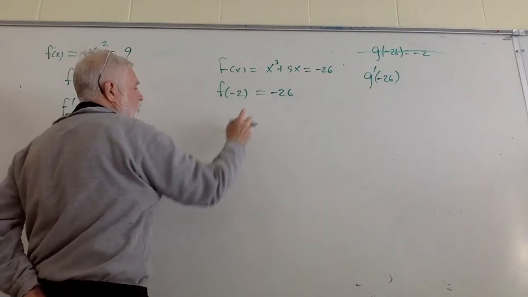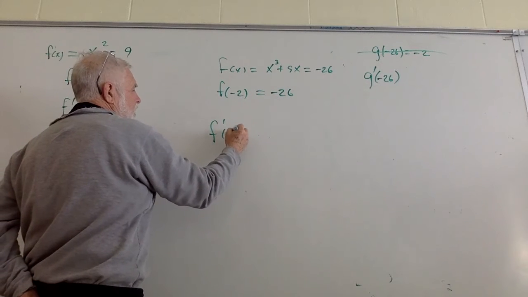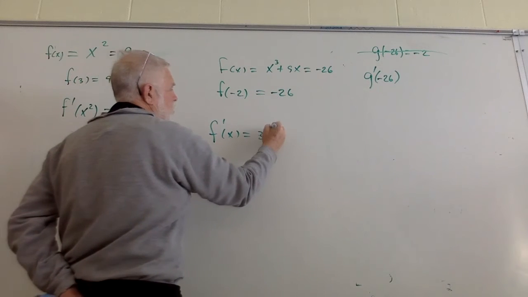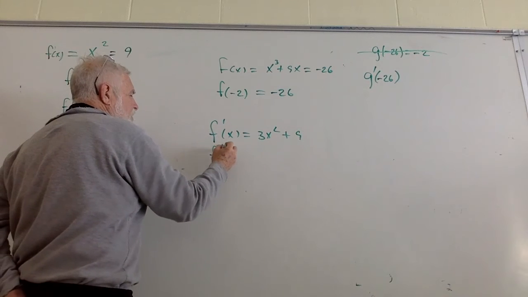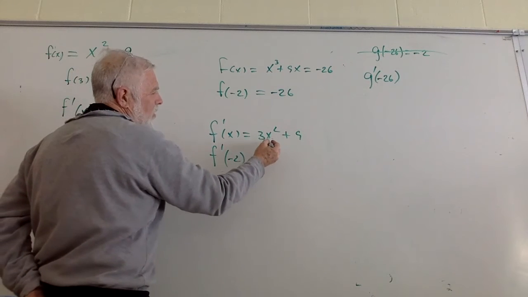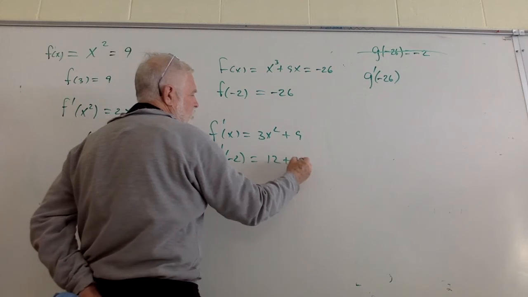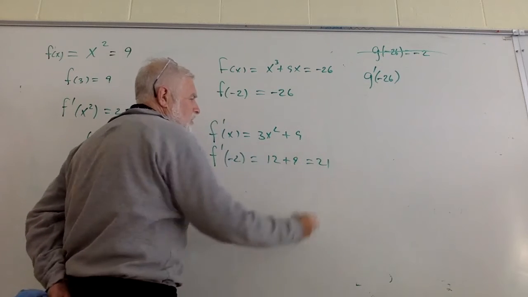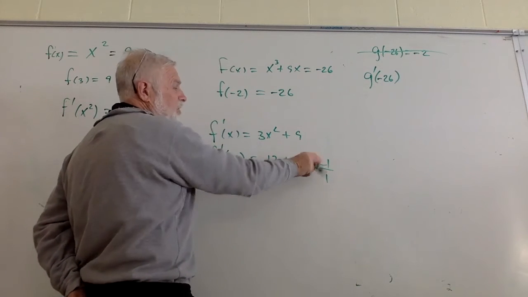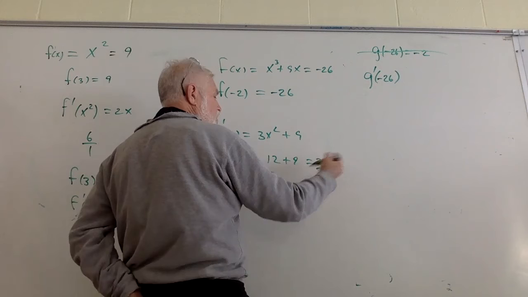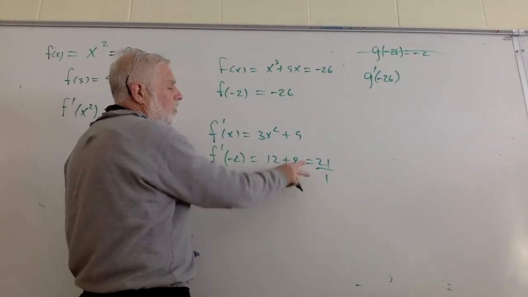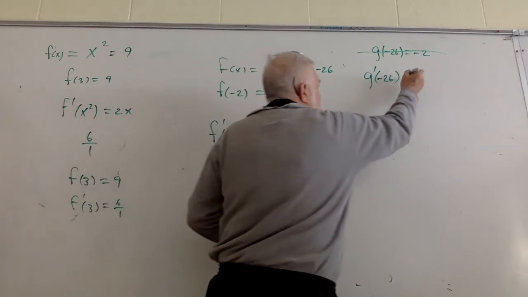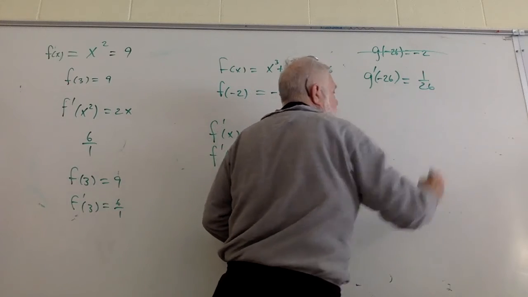So I can take that derivative. F prime of x is 3x squared plus 9. Very similar to the last problem, I guess. So what's f prime of -2? Well, that's positive 12 plus 9. Looks like it's 21. Switch the x's and the y's. Remember, when you do inverses, switch the x's and the y's. So reciprocal. 1 over 21.